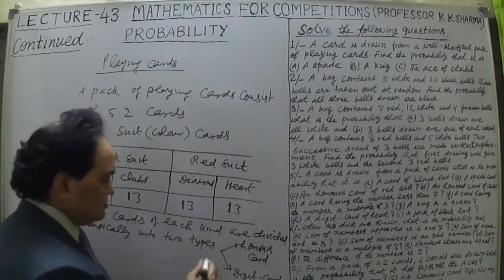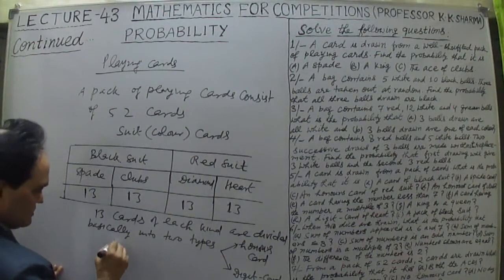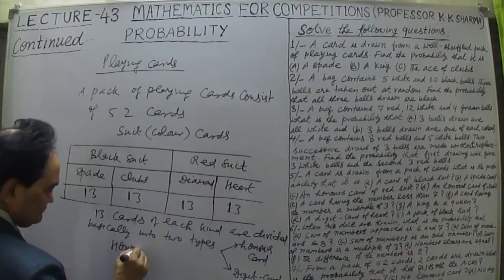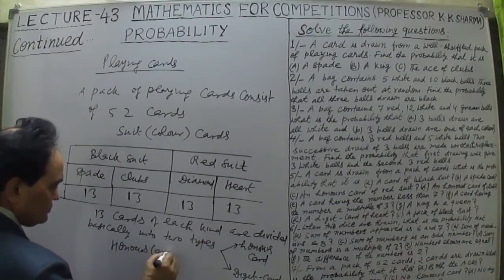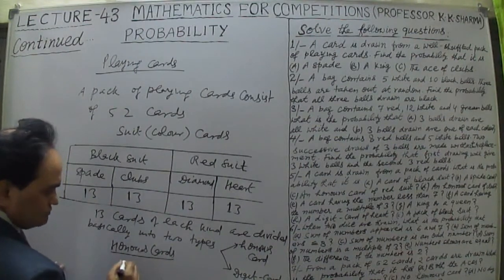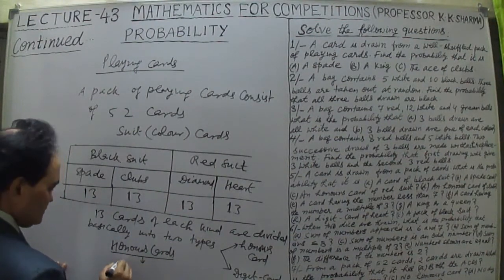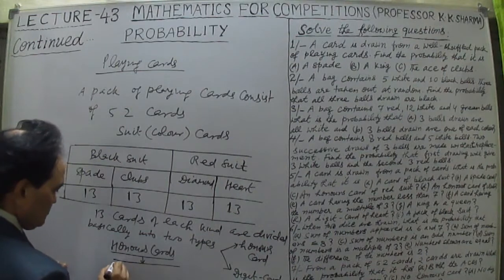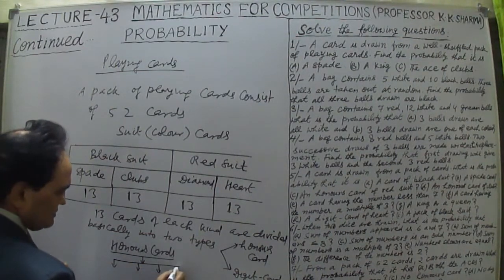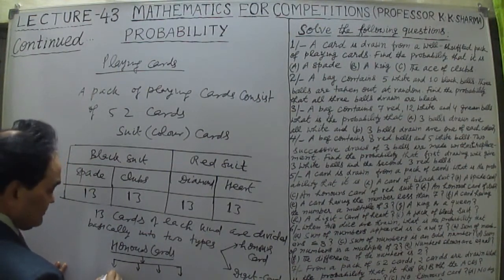Now, what are the owner's cards? Let me talk about them first. There are four owner's cards: first, second, third, and fourth. Let me take the first one, the ace card.